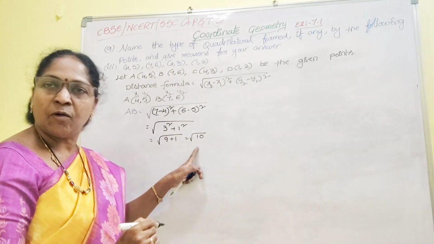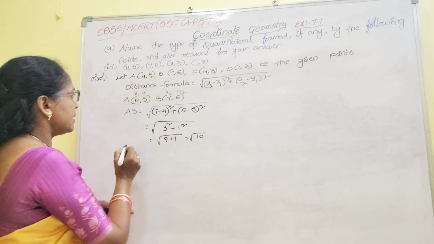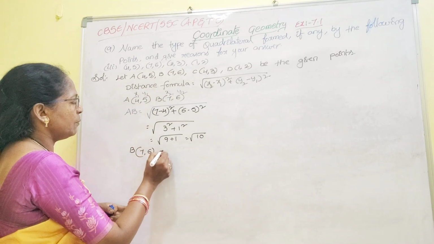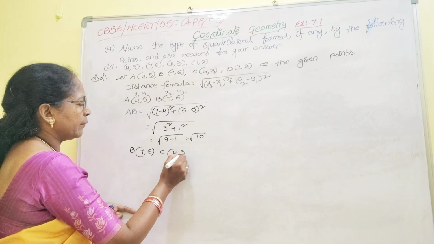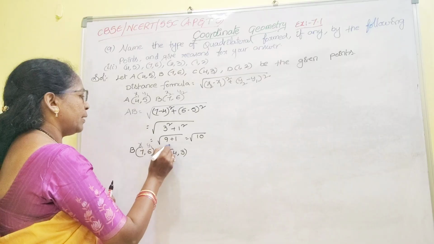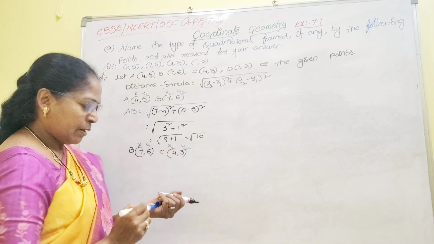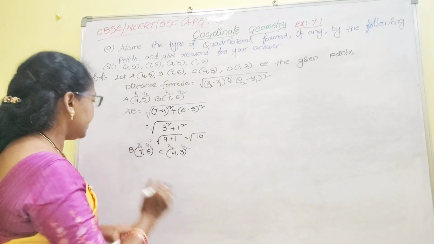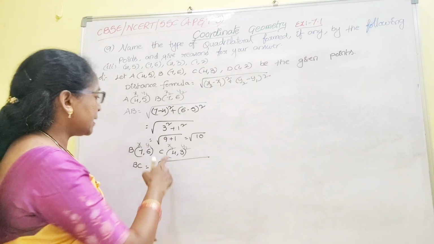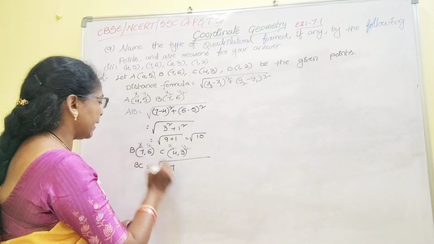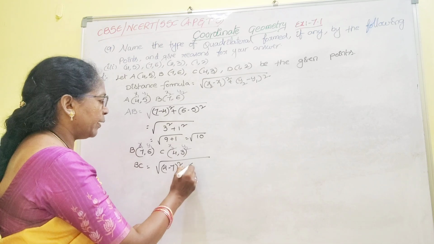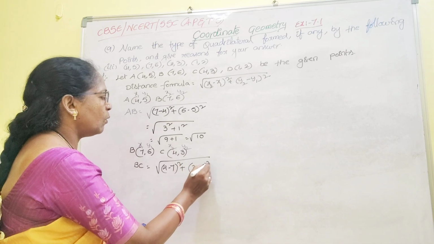Distance of AB equals how much? The square root of 10. Next, distance of BC, where B is (7, 6) and C is (4, 3). Now represent x1, y1, x2, y2. Now the distance of BC equals the square root of (x2 minus x1) whole square, where x2 is 4 and x1 is 7, plus (y2 minus y1) whole square, 3 minus 6.